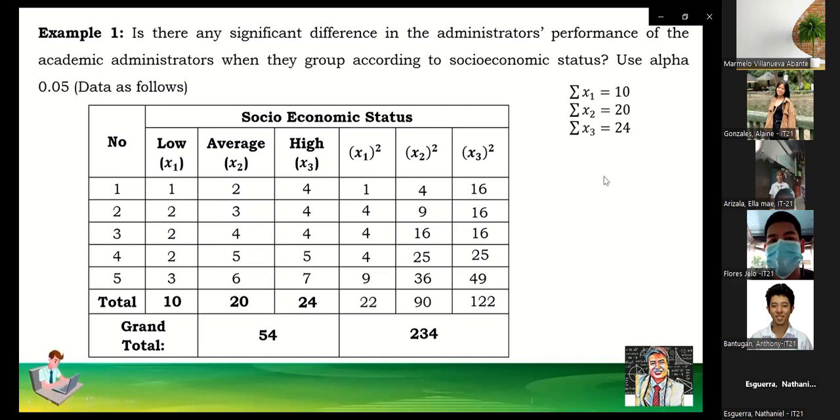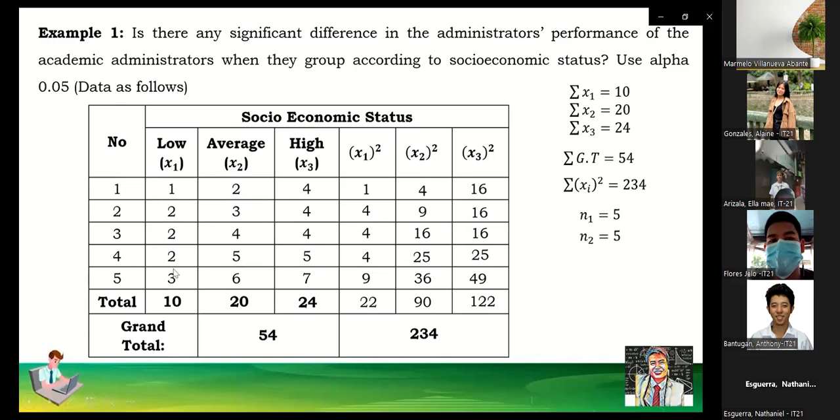Next is the grand total, which is 54. This is the grand total x squared, which is x sub i squared. Some people write GT squared instead. That is okay, it is just to name it. Next is the sample size, n. n sub 1 is 5.